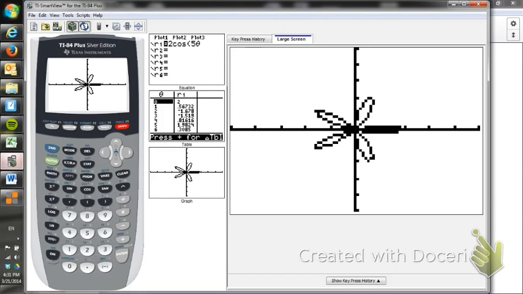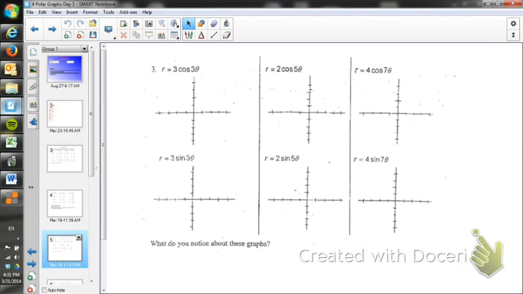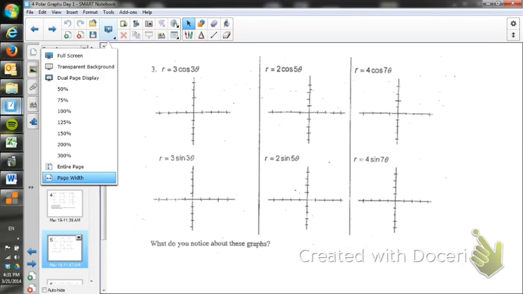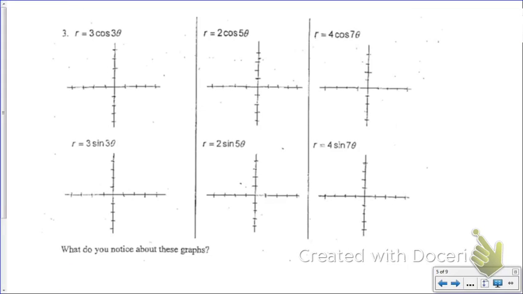Alright, so a couple things to notice on here. I'm going to go ahead and graph these on our paper so we can see them. So 3 cosine 3 theta, all of these look like flowers. So these are all going to be called roses. So this first rose, it had 3 petals, and they went as far out as 3. The sine one also had 3 petals that were a length of 3. It just looked a little bit different because of where they were located.